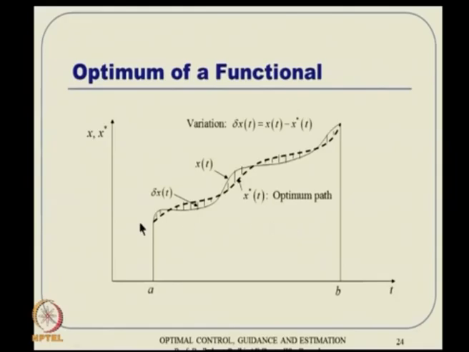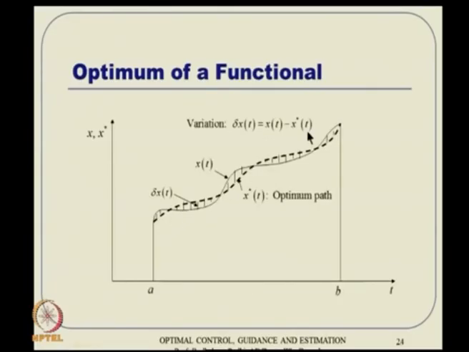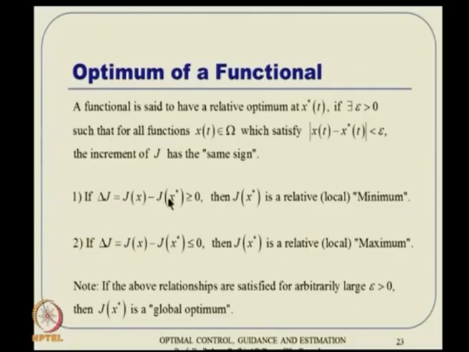Pictorially it turns out to be something like this. If we say that the dotted line is the optimum path, then around that we can draw any other curve, and the difference between them is the variation. What you are saying here is that J of x is evaluated on the solid line path and J of x star is evaluated on the dotted line path. Irrespective of whatever variation we take around the optimum value, if this condition is always satisfied, then J of x star is a relative minimum. Otherwise, if this condition is satisfied, it's a relative or local maximum.